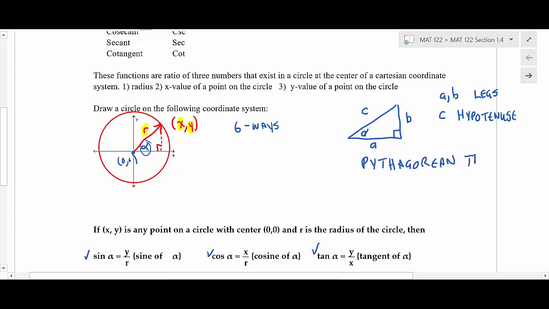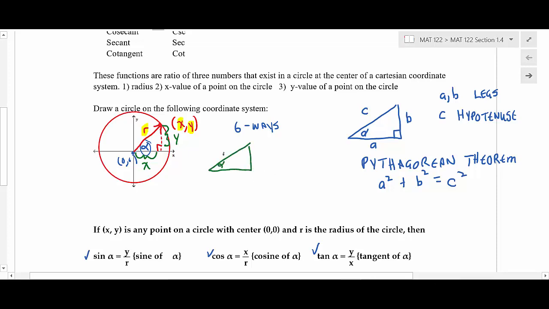The Pythagorean theorem states that anytime you have a right triangle, if you square the two legs and add them together, that's going to be the same as the square of the hypotenuse. In my diagram here, notice that x would really be this side of the triangle, and y would be that side of the triangle. So you have a triangle that goes like this.